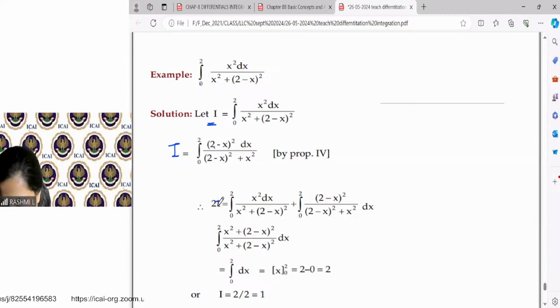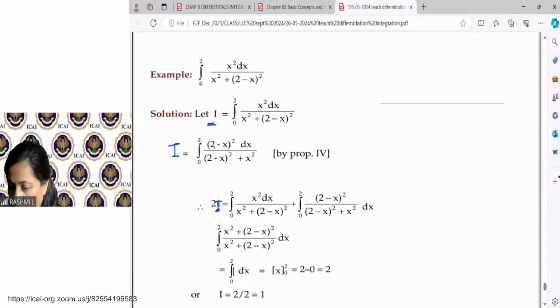Now this is 2I, not 2 1. I am adding these two, this I and this I. So I write the first, I write the second, and I add them up. Now you can see the denominator is the same. So I will write x square plus (2 minus x) the whole square in the denominator, and x square plus (2 minus x) the whole square in the numerator. Now you can see the numerator and denominator cancel, giving you 1. So this is equal to integral of 1 dx, and integral of 1 dx is x. So x going from 0 to 2, so 2 minus 0, which is equal to 2.